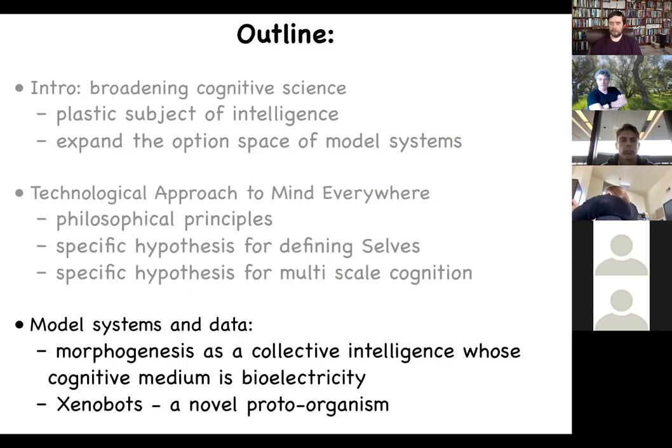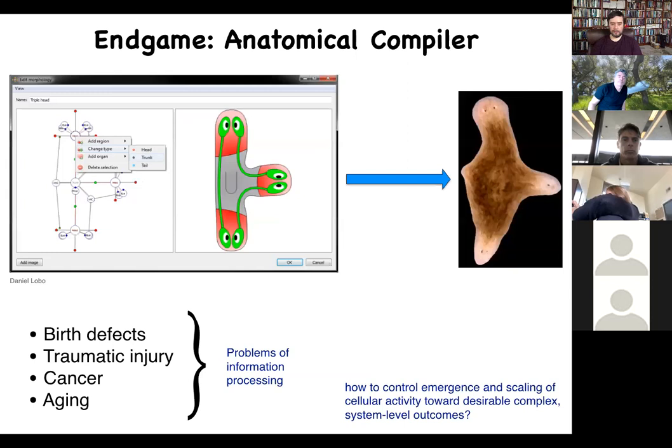Okay, so let's look at some specific examples. Now, one of the things I'm really interested in is morphogenesis and why. If we're into cognition, why are we talking about morphogenesis? What does that have to do with it? And so I want to address it starting over here.